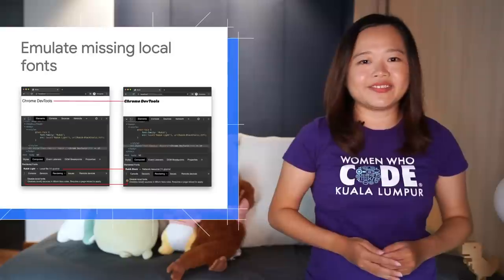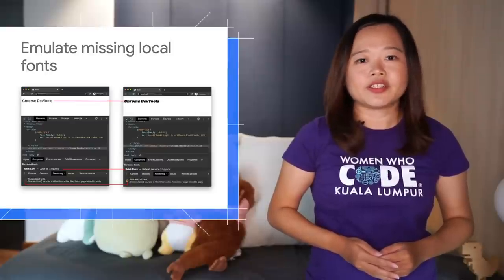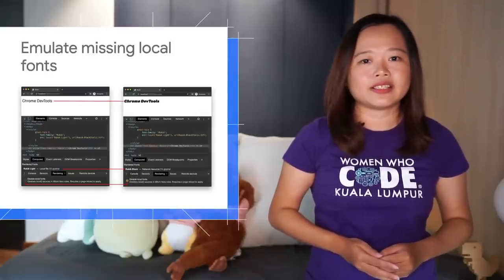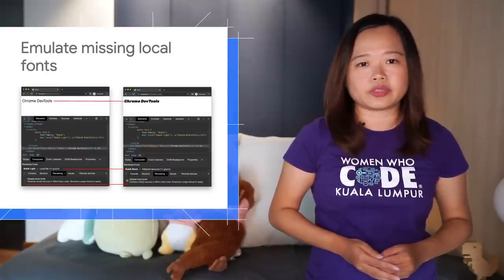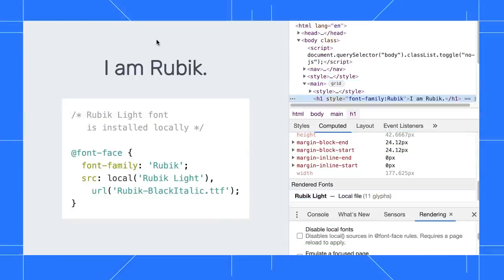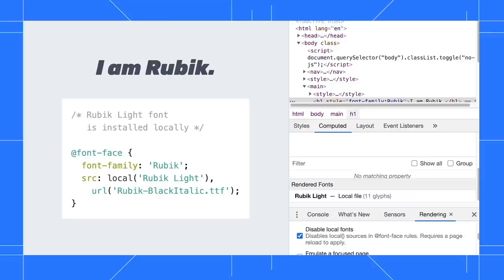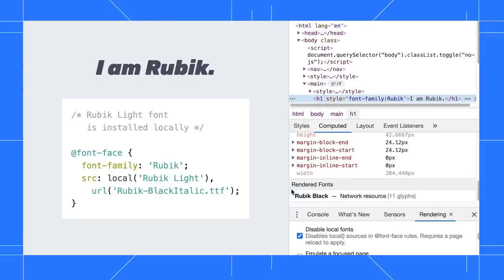You can now use the new Disable local fonts feature to emulate missing local sources in the CSS font-face rules. In this example, I have Rubik-like fonts installed locally. These are the CSS font-face rules for the page. In the Computed pane, you can see the font is rendered with the Rubik-like font. Now, open the Rendering tab, disable the local fonts, and reload the page. The rendered font is now Rubik Black.